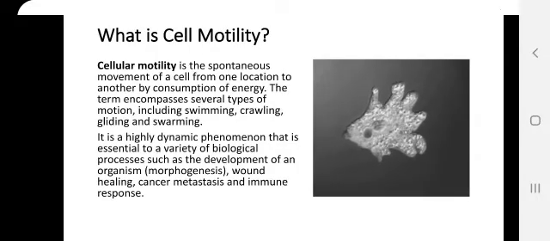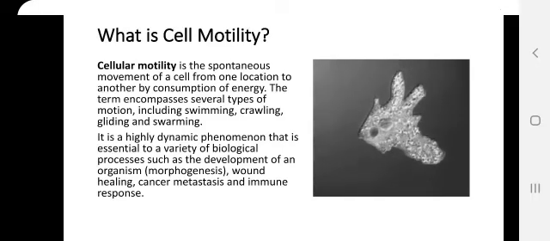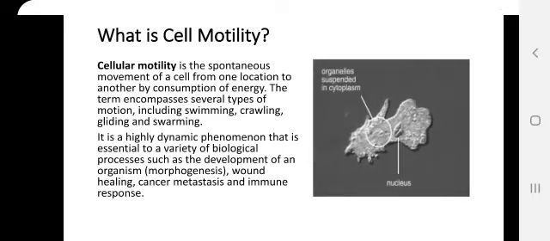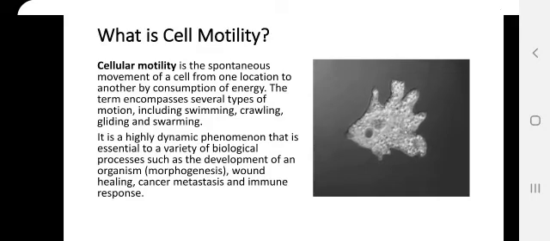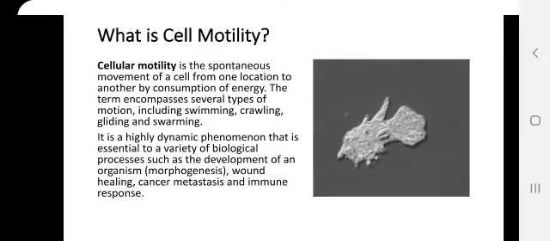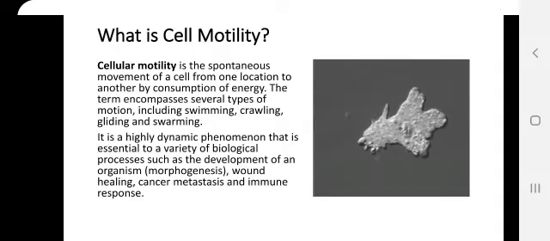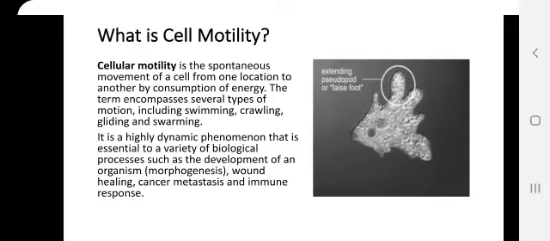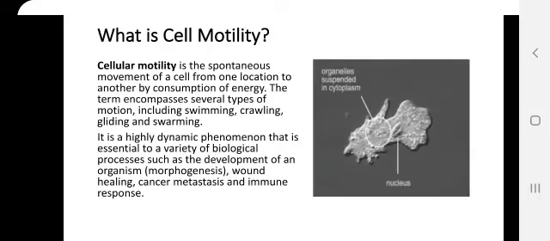What is cell motility? Cellular motility is the spontaneous movement of a cell from one location to another by consumption of energy. The term encompasses several types of motion, including swimming, crawling, gliding, and swarming. It is a highly dynamic phenomenon that is essential to a variety of biological processes such as the development of an organism or morphogenesis, wound healing, cancer metastasis, and immune response.